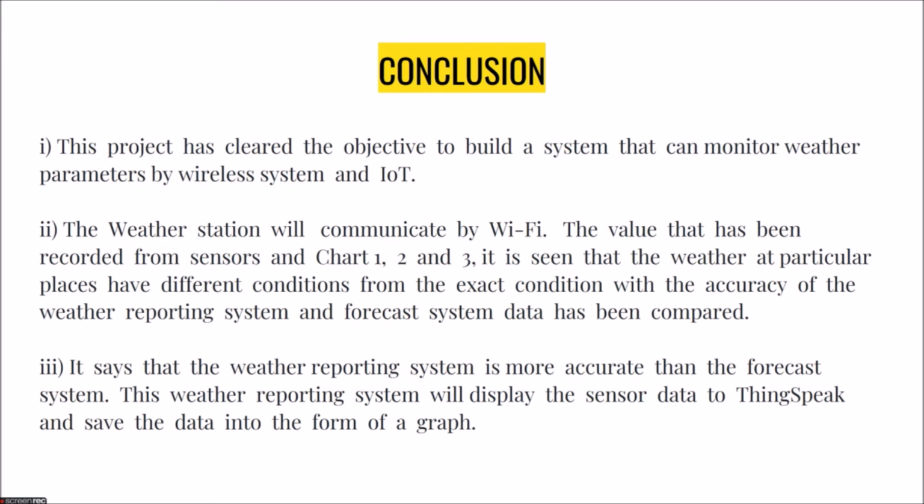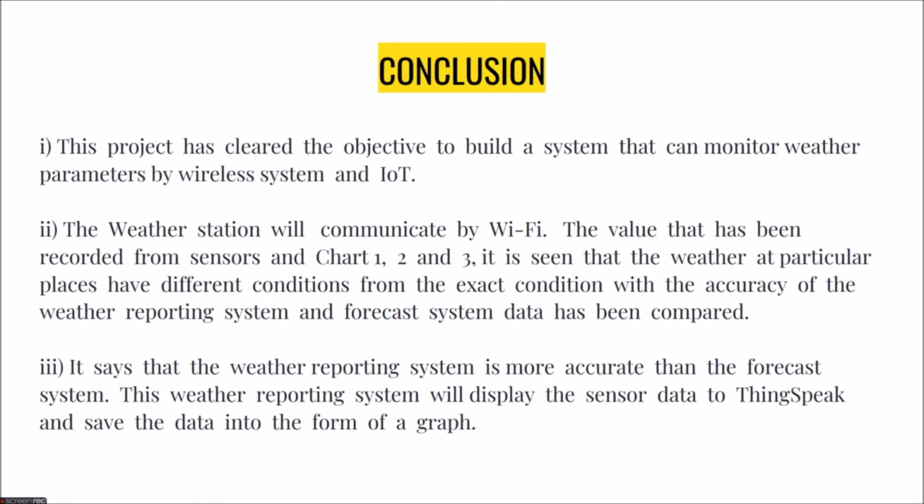The values recorded from the sensors, charts 1, 2 and 3 that were earlier displayed in our observation, show whether particular places have different conditions. The accuracy of the weather reporting system and forecast system data has been compared and the difference was negligible, almost plus or minus 2 only. It says that the weather monitoring system is more accurate than the forecast system, because where I live, the nearest government weather recording system is almost 4.5 kilometers away, which I think almost makes a difference.